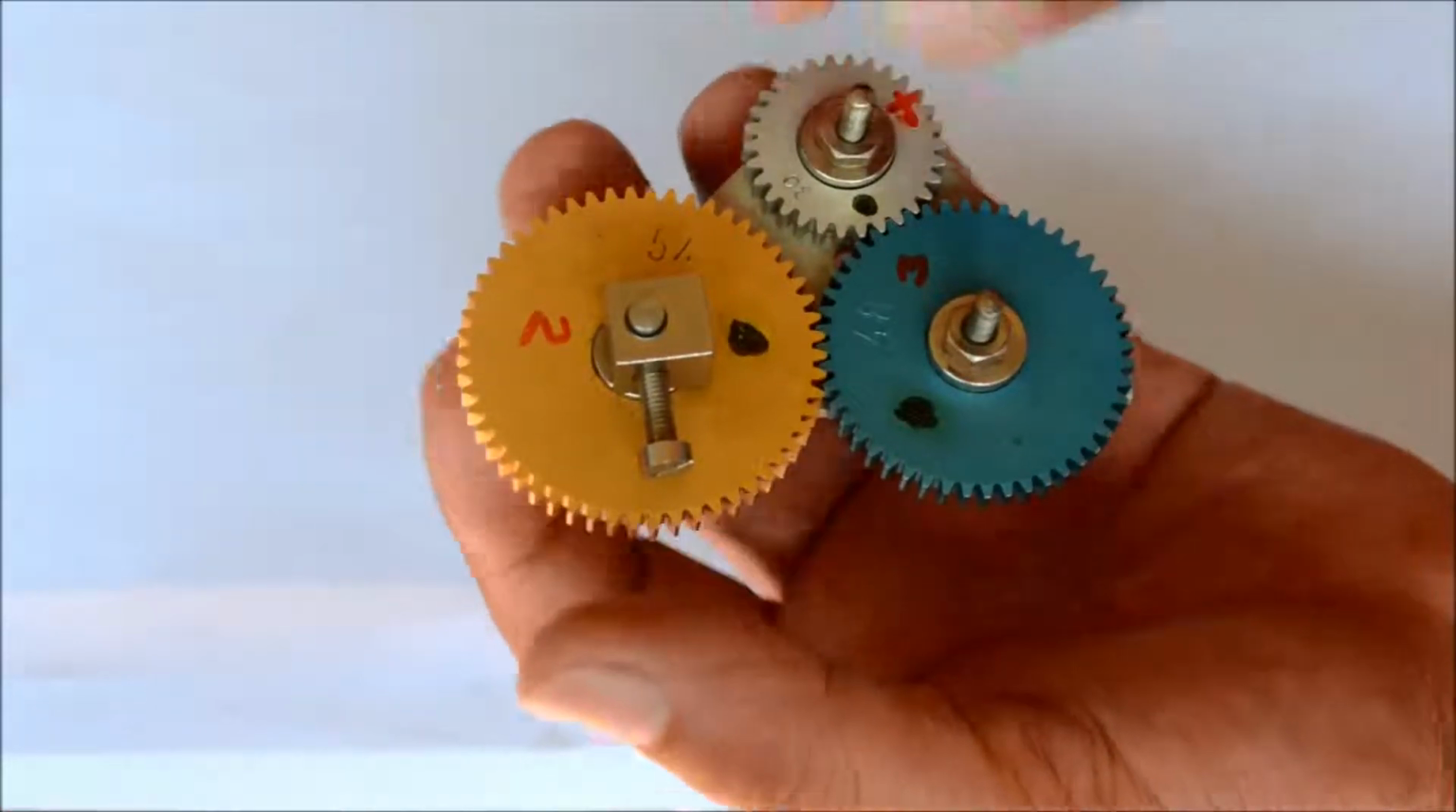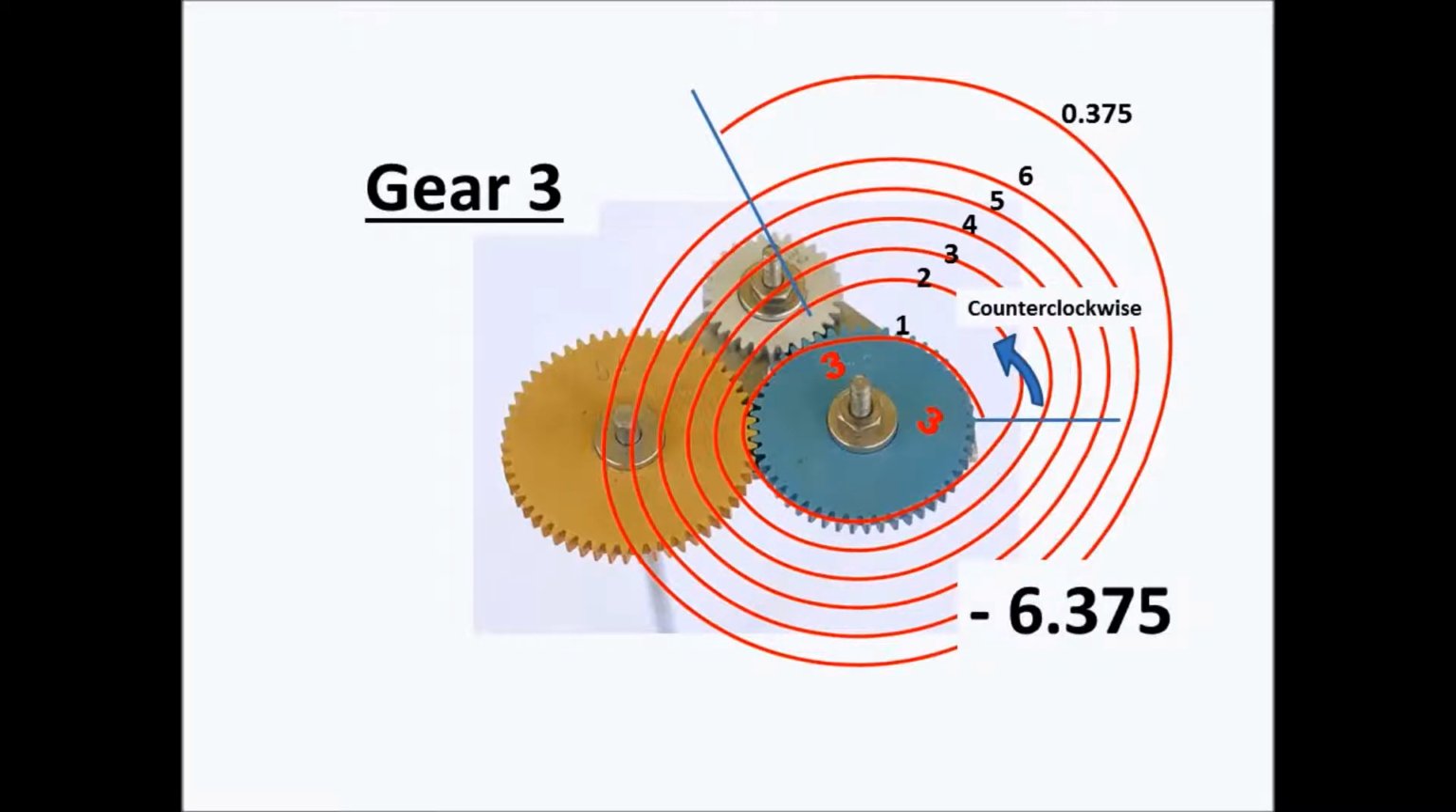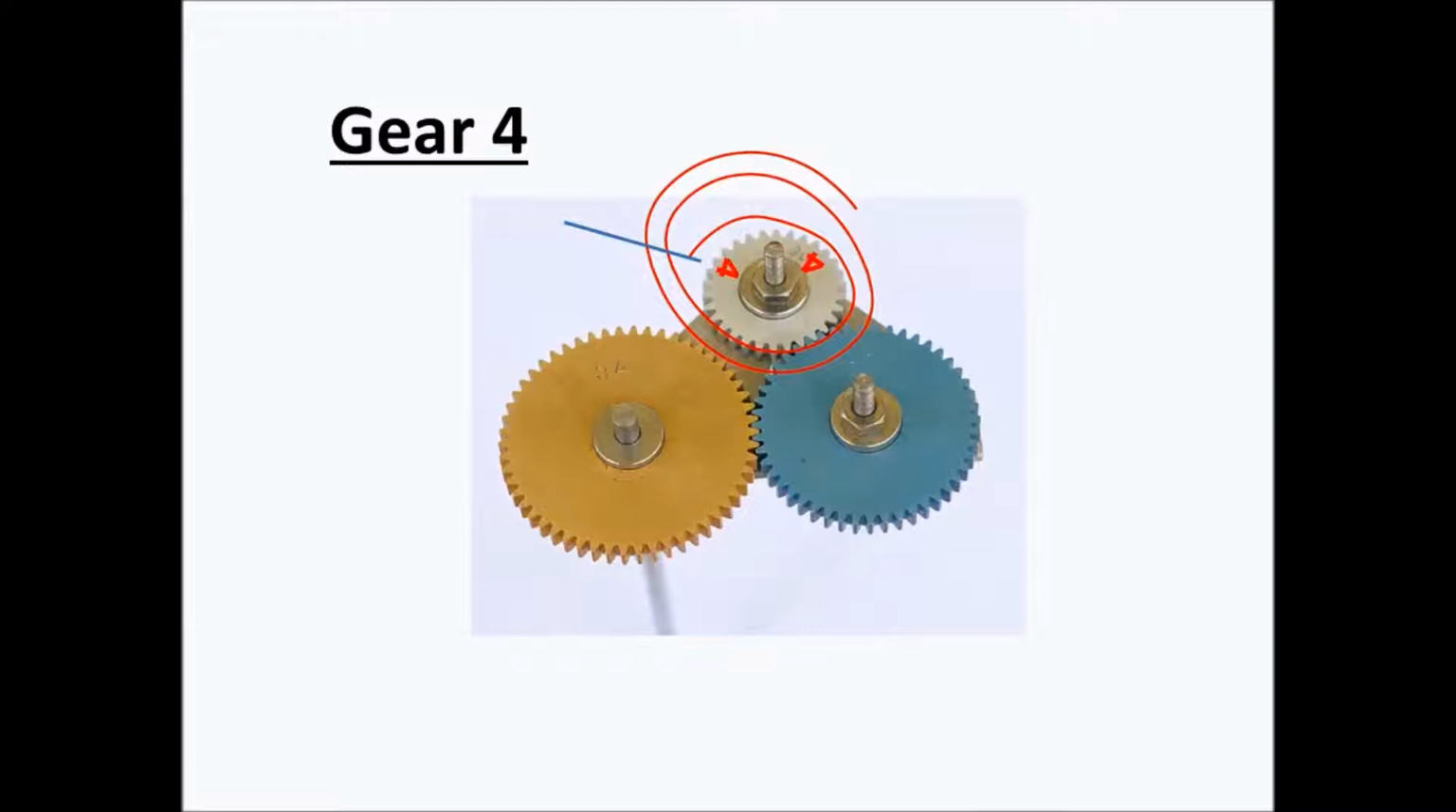Now we can see the diagram again. For gear 3, we have 6.375 rotation in the counterclockwise direction. And for gear 4, we have 2.4 rotations in the clockwise direction. This verifies our solutions earlier presented.